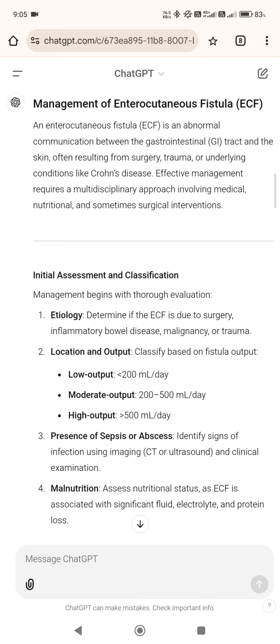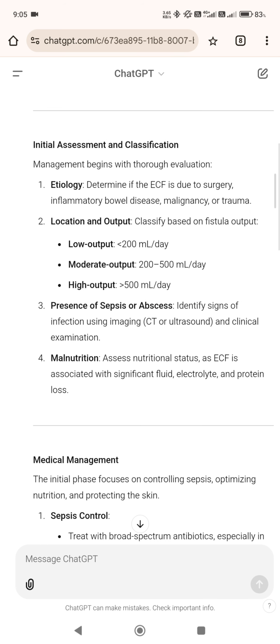Initial assessment and classification. Management begins with thorough evaluation. 1. Etiology. Determine if the ECF is due to surgery, inflammatory bowel disease, malignancy, or trauma. 2. Location and output. Classify based on fistula output. Low output, less than 200 milliliters per day. Moderate output, 200 to 500 milliliters per day. High output, more than 500 milliliters per day.